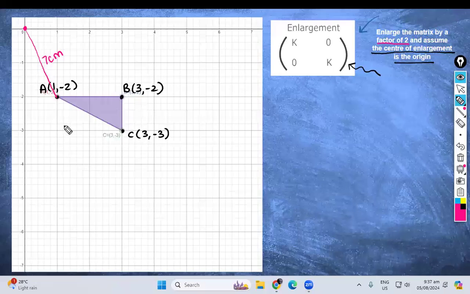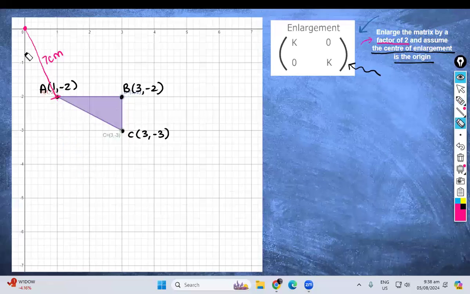You'll have to extend it one more time, another 7 centimeters, making the total length 14 centimeters from the origin. Because today we are enlarging it by a factor of what? 2. And we would do that for all the lines. We would draw a line from the origin to point B, measure the length with our rulers, and then extend it by that one more time.